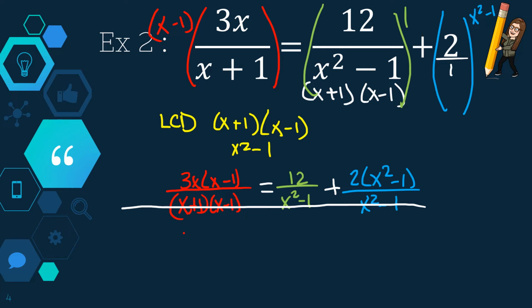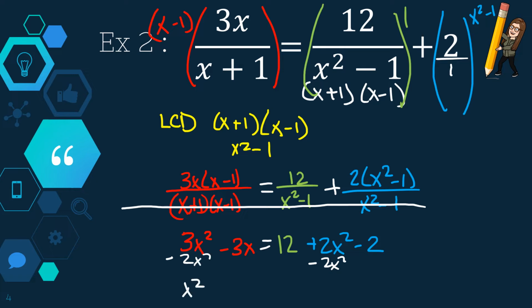I need to distribute. I'm going to have a 3x squared minus 3x equals 12. Let's distribute that 2, so a positive 2x squared minus 2. I'm going to move everything to the left, so I'm going to subtract 2x squared. I'm going to have an x squared minus 3x. 12 minus 2 is 10, so I'm going to subtract that 10 over. So we've created our quadratic trinomial. Let's just factor and solve.